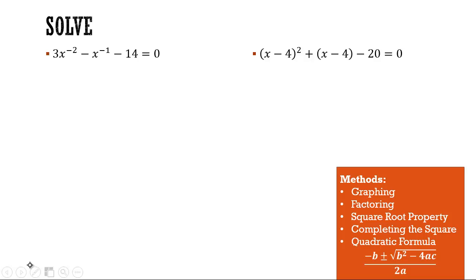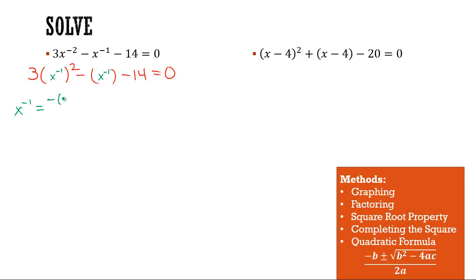Let's look at some other examples of things that are reducible to quadratics. So here again, we have 3 something squared minus something minus 14 equals 0. And what's the something? Well, this is x to the negative 1, x to the negative 1. So our x to the negative 1 is our variable. So when we solve using the quadratic formula, that's what we're solving for. We have to remember to solve it back afterwards.